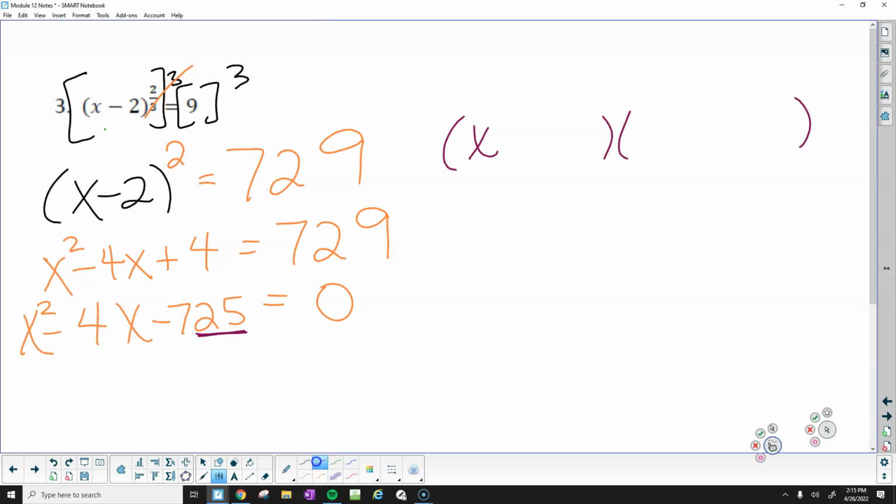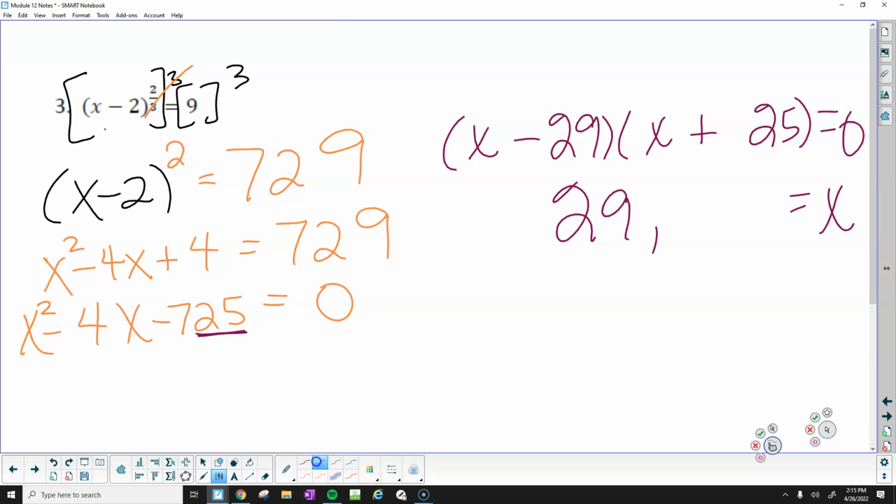That's our match. So 29 and 25 are the magic numbers there, but which one needs to be negative to make a negative 4? 29. A negative 29 and a positive 25. So x just equals the opposite. So x is going to equal a 29 and a negative 25. Do we have to do that?